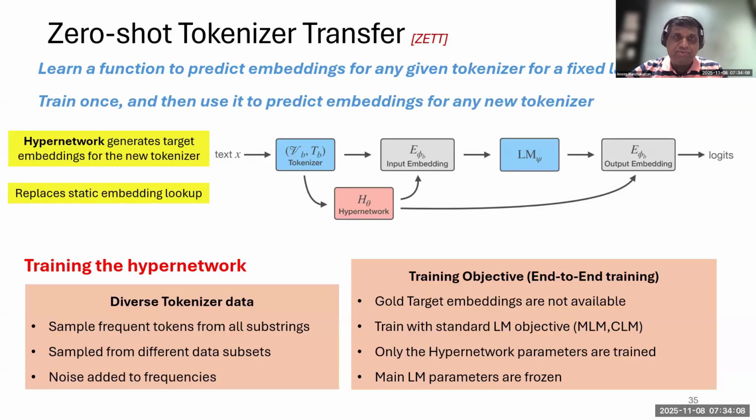Second, what is the training objective for training this hypernetwork? We, of course, don't have any target embeddings. We don't know what the target embeddings should look like. And therefore, what we do, just as we did in the previous approach, is train the standard LM objective only, but you learn only the hypernetwork parameters. All other LM parameters are frozen. So this is again end-to-end training. But the goal here is that we want to learn the hypernetwork which will generate the embeddings for the tokenizer.